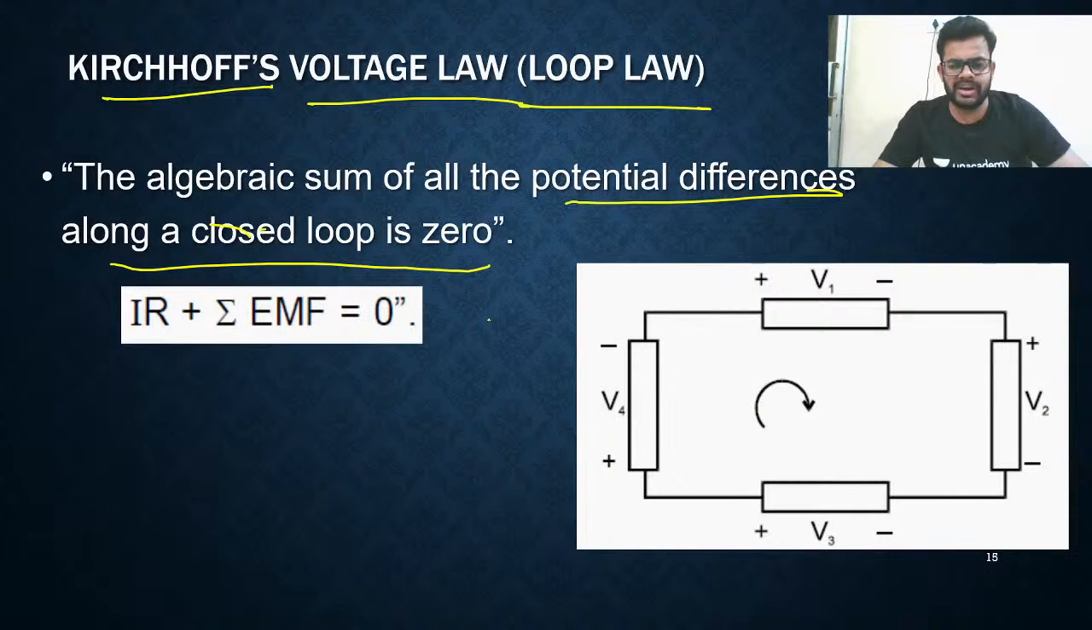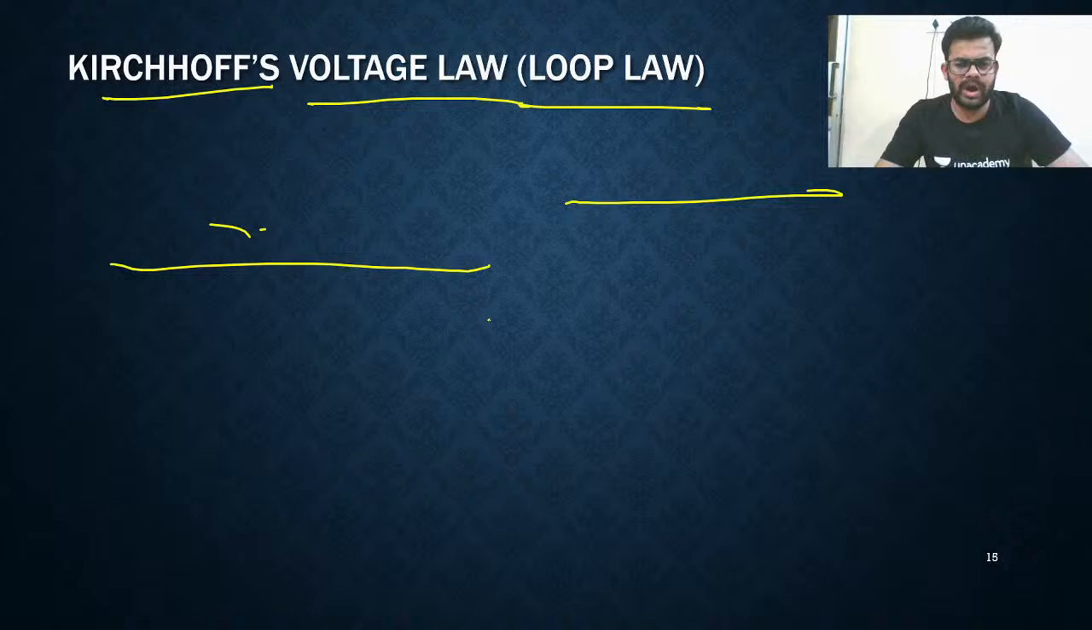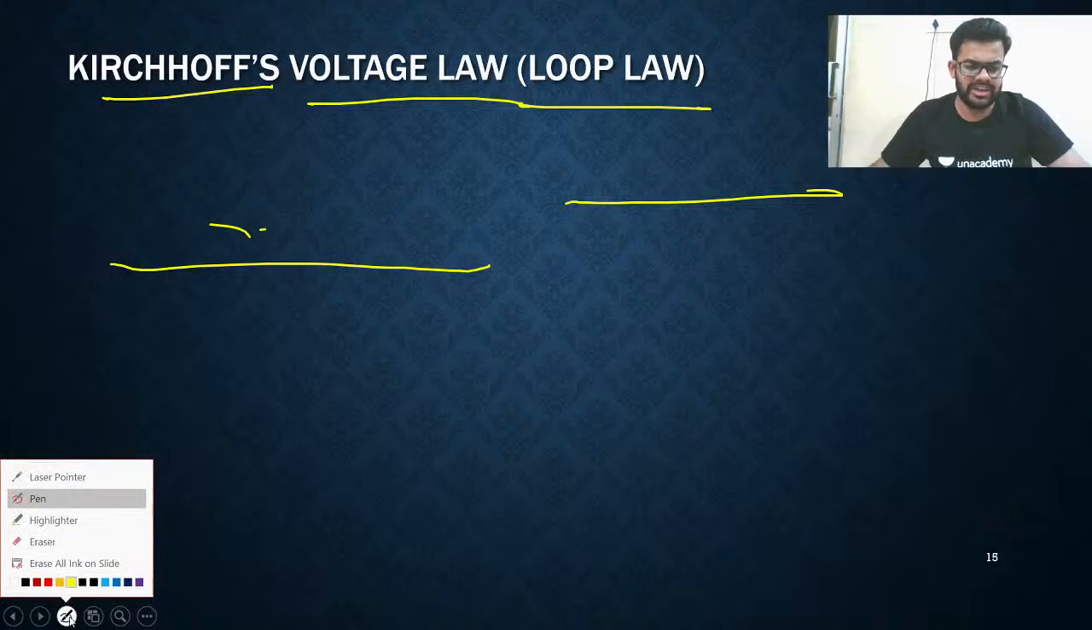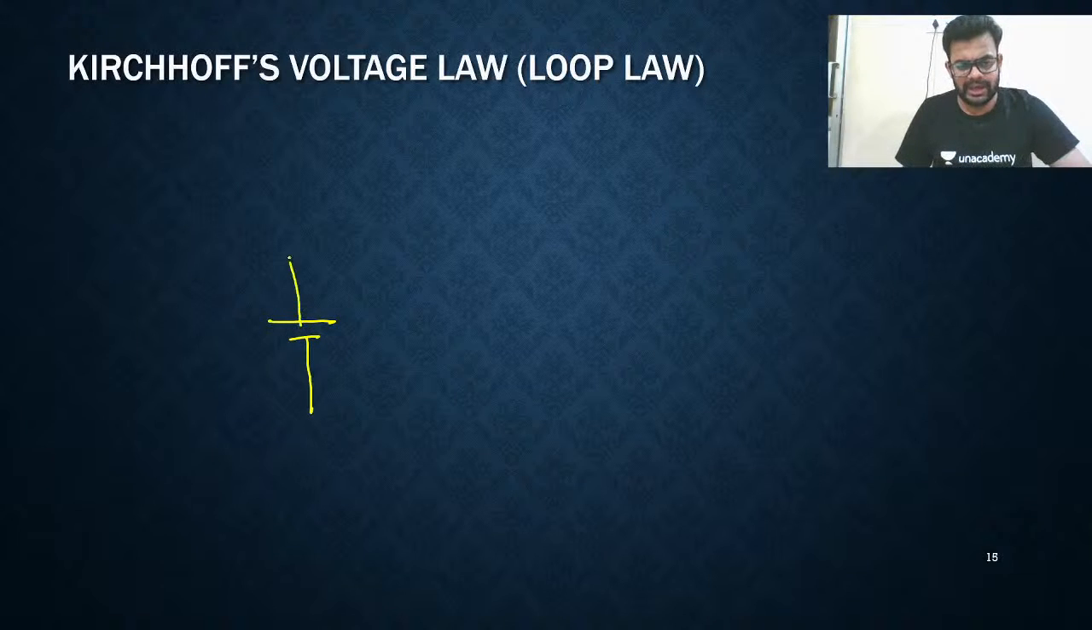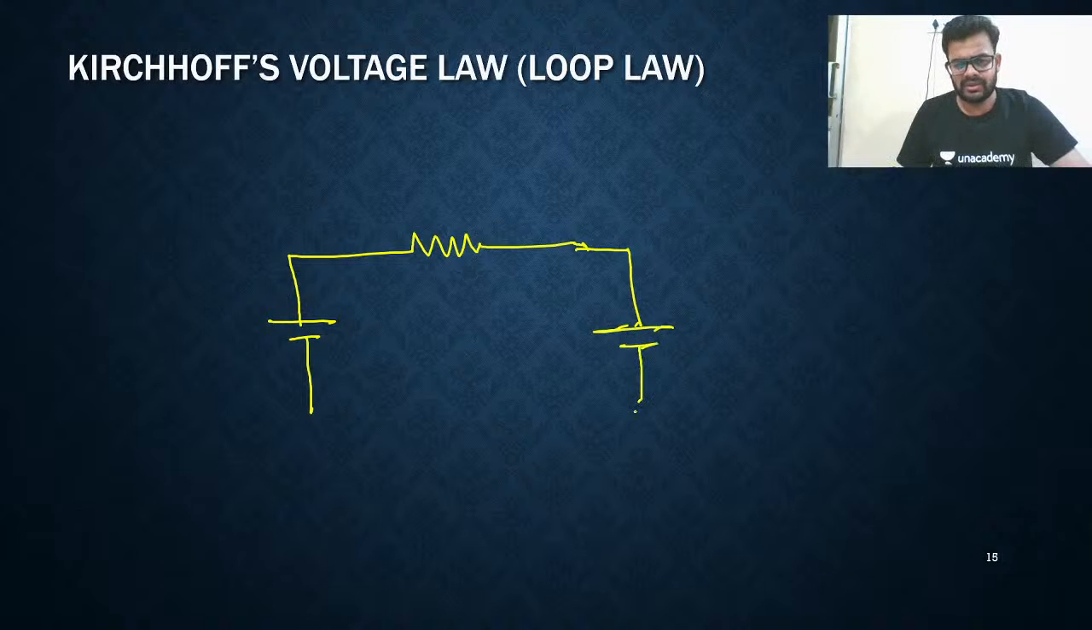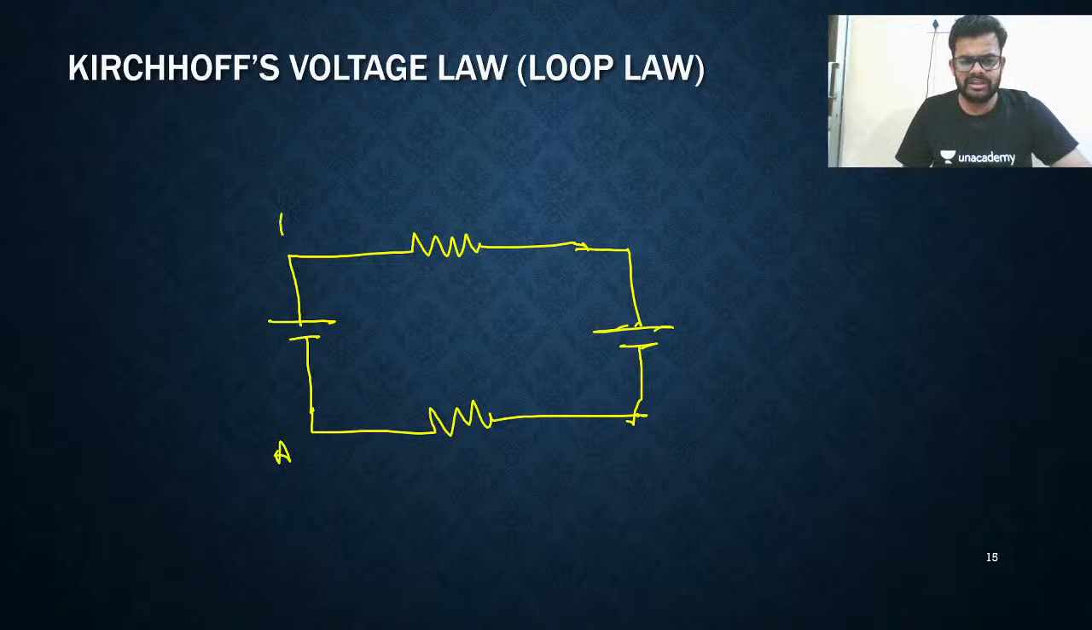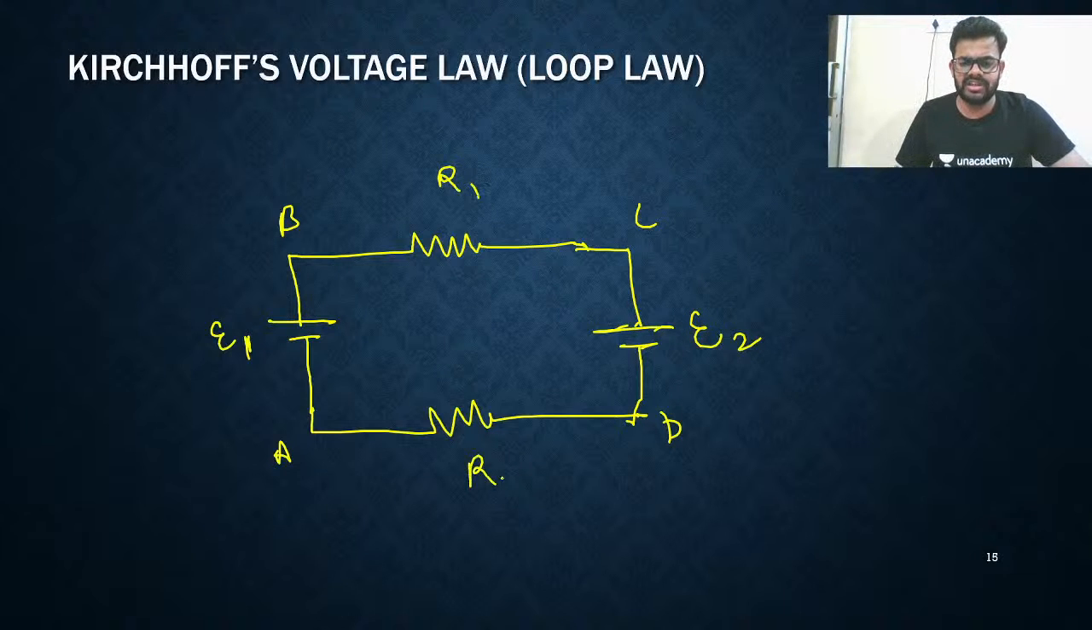A diagram is shown in front of you. What to do in Kirchhoff's voltage law? Listen, my dear, I am explaining a very important thing. Let's say I have a battery like this, a resistance like this, another battery like this, and another resistance like this. This is A, this is B, this is C, and this is D point. This has potential E1, this has potential E2. This is resistance R1, this is resistance R2.